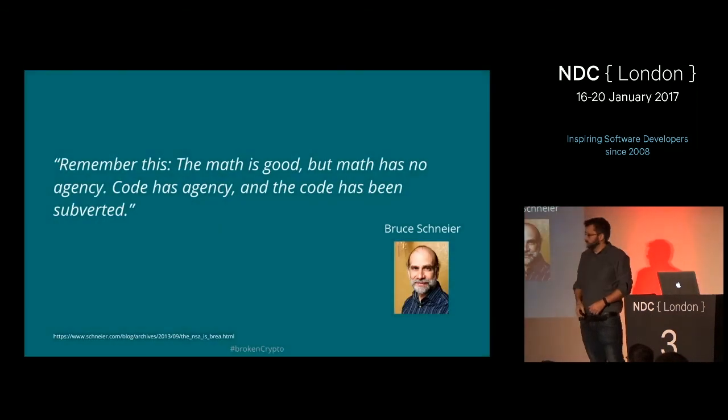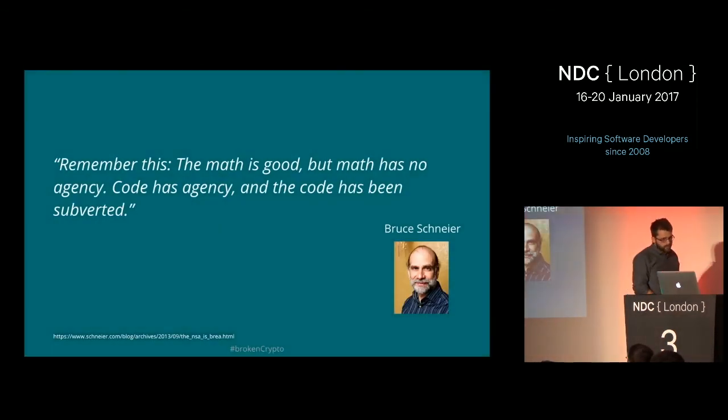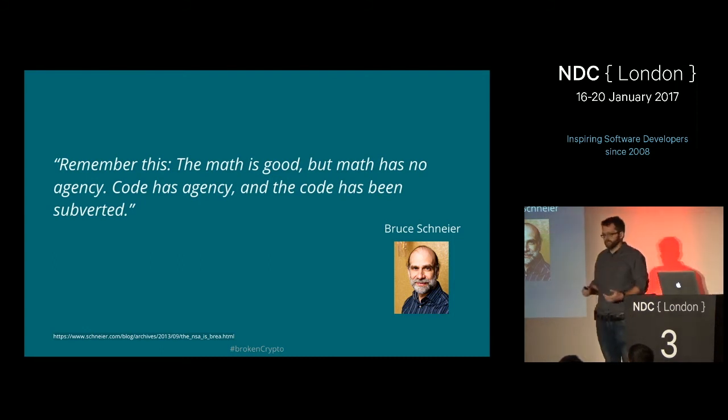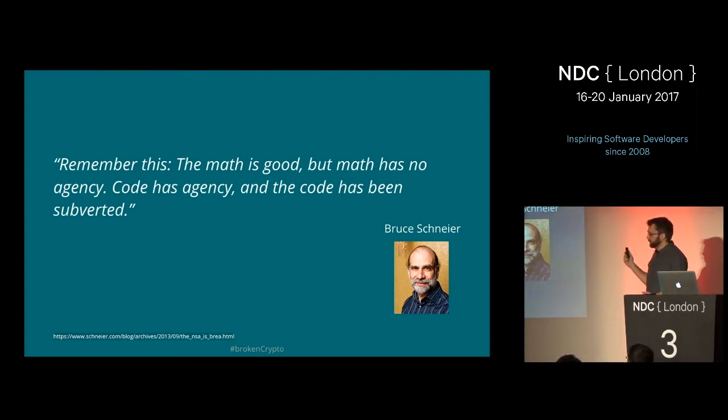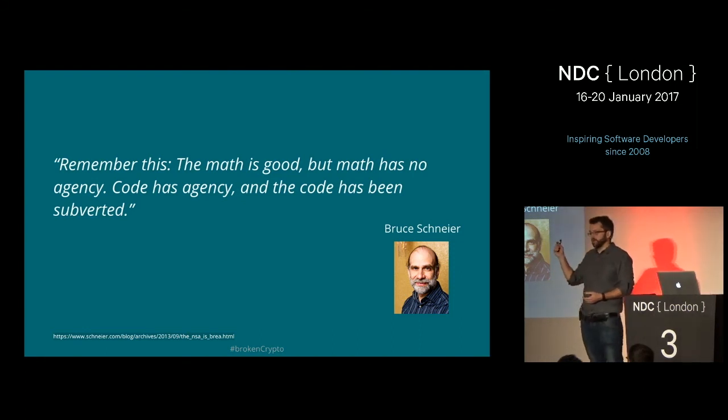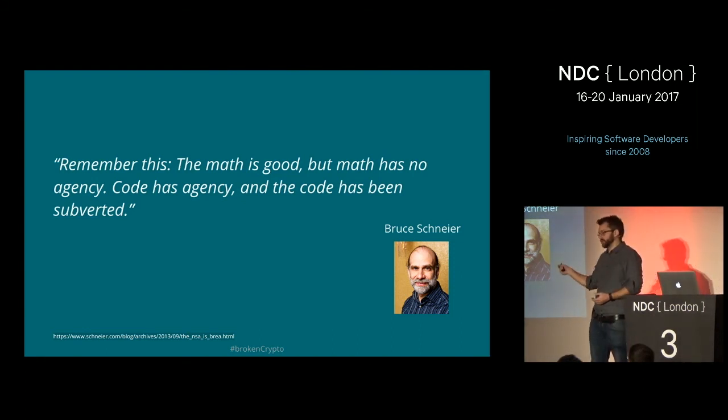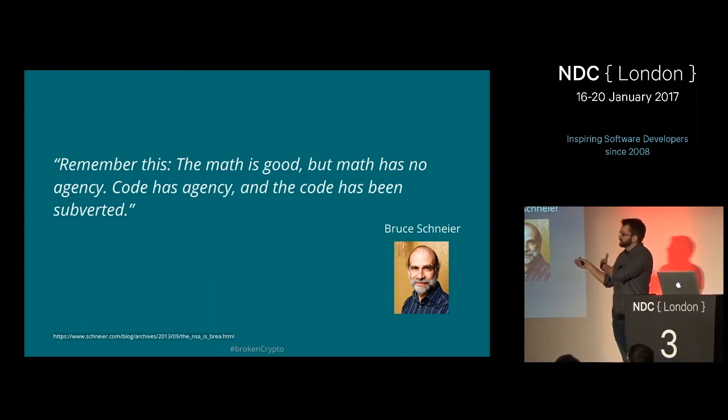So circling back to Bruce Schneier, there's been a lot of discussion lately about, is crypto good enough, right? Do we have good enough crypto, with the FBI phones and all the breaches and all kinds of stuff? And what he says is the math is good, but math has no agency. Code has agency, and the code has been subverted. So this is actually what we've been looking at. We've seen a lot of places where the code that's using the crypto is wrong. It's not the crypto itself, it's not AES that's wrong, it's the way that it has been used.